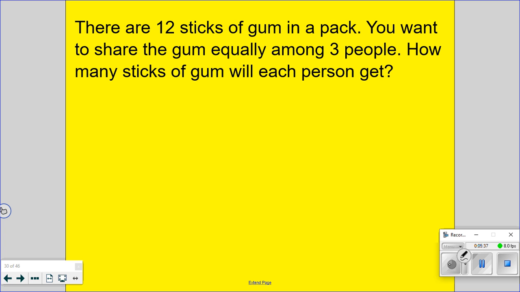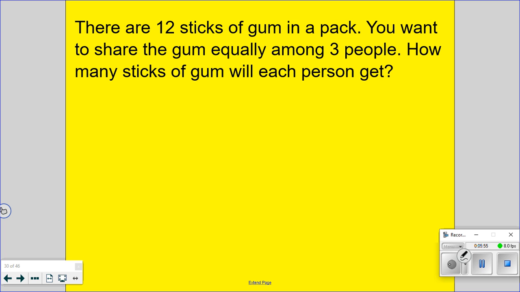You do not need to write this problem down. I want you to think, what are we counting in this problem? We still need an answer sentence. I'm going to read it to you. Follow along with me so that you can figure out what we are counting.